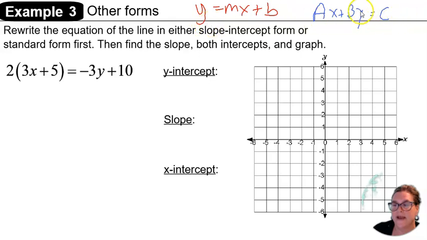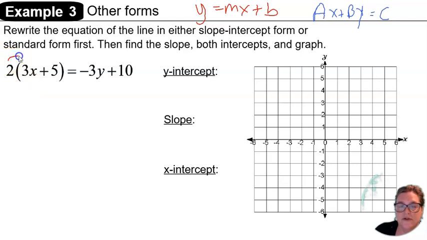Right? This form, ax plus by equals c, would be standard form. Y equals mx plus b, that's slope-intercept form. So we need to rearrange the terms in this equation to be in either one of those forms. Okay, and they're equally good. You can pick whichever one you prefer. I personally prefer slope-intercept form for graphing, so that's the form I'm going to try to get to.